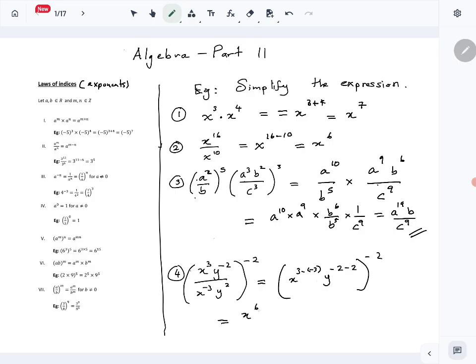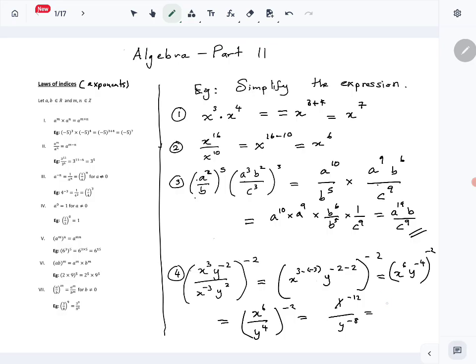x to the 6. Write it here, x to the 6, y to the minus 4, to the minus 2 power. That is the same as x to the 6 over y to the 4, to the minus 2 power. So then x to the minus 12, y to the minus 8.